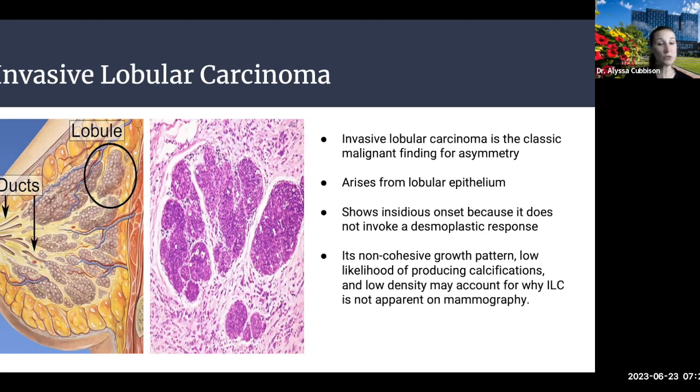Lobular carcinomas don't do that. They don't incite a desmoplastic response, so we don't usually see those very obvious, helpful mammographic findings of the distortions and the spiculations. They usually have a non-cohesive growth pattern. They sort of grow more linear.